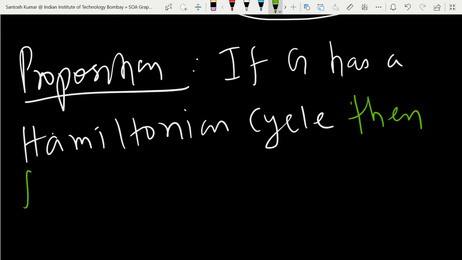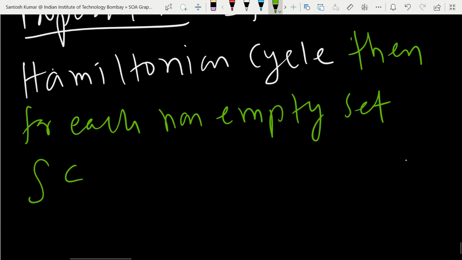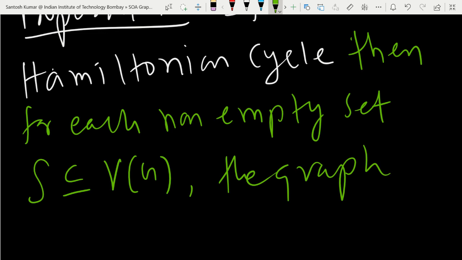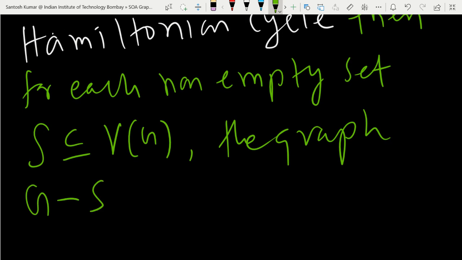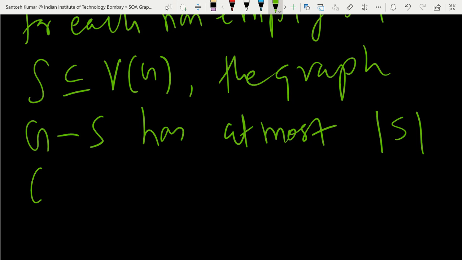then for each non-empty set S, that is a subset of the vertex set of G, so S will contain vertices, the graph G minus S has at most |S|, the cardinality of S or the number of elements in S, number of components.